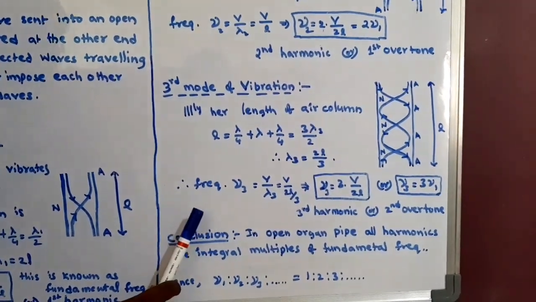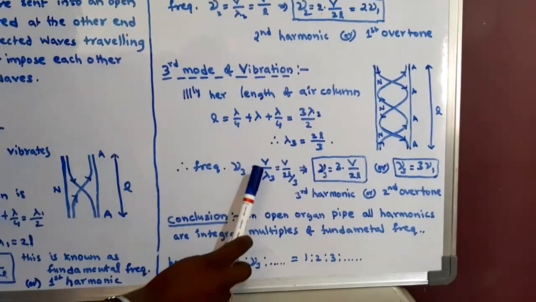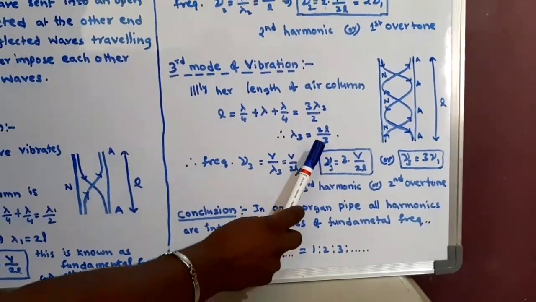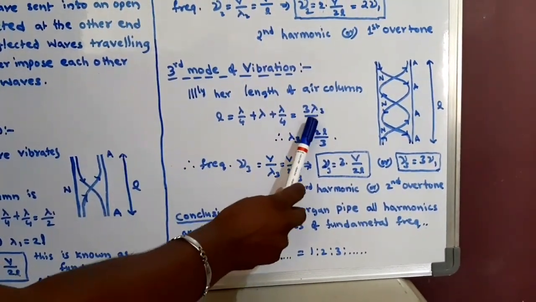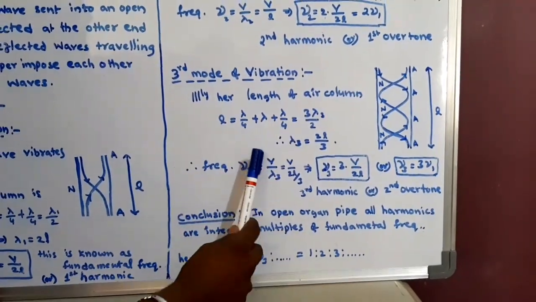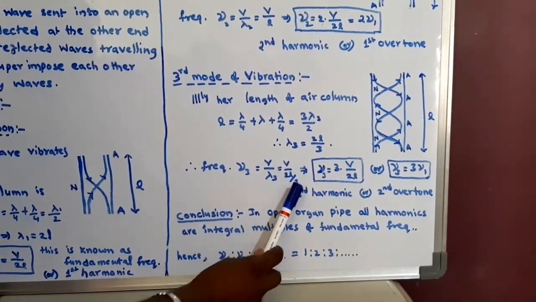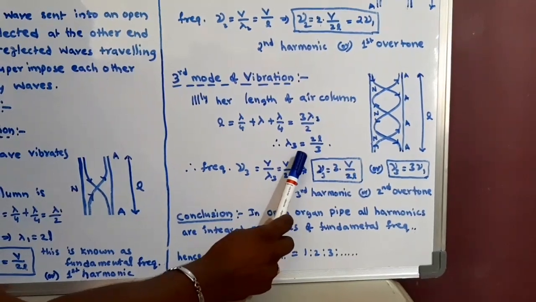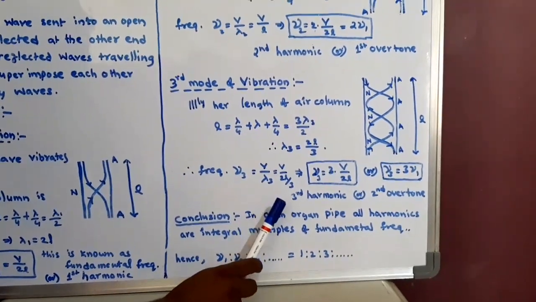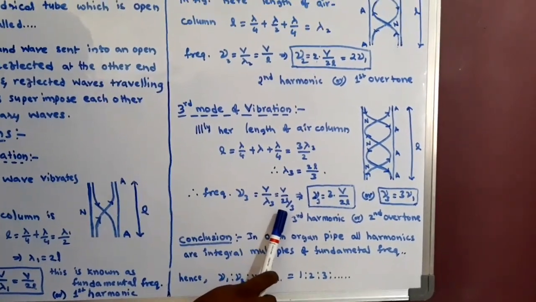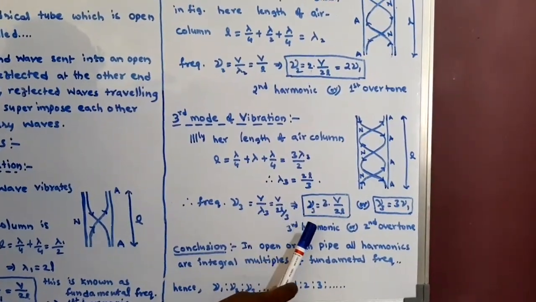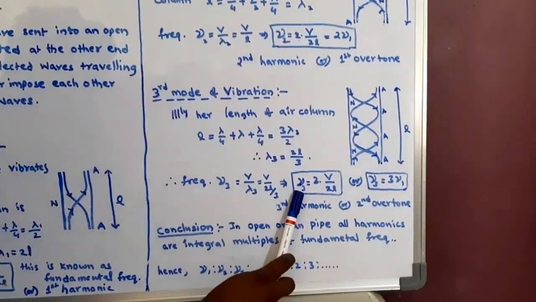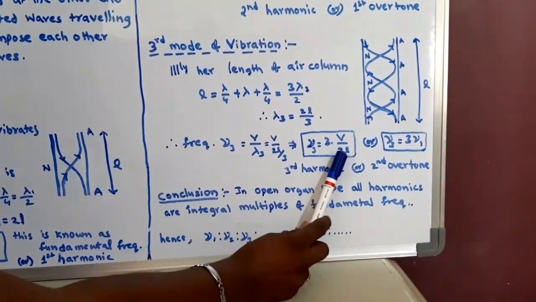So frequency nu 3 is equal to V by lambda 3. So what is lambda 3? By cross multiplying, lambda 3 is 2L by 3. Here I wrote the value of lambda 3. Then you can substitute this value of lambda 3, and you will get the result nu 3 equals 3 into V by 2L.